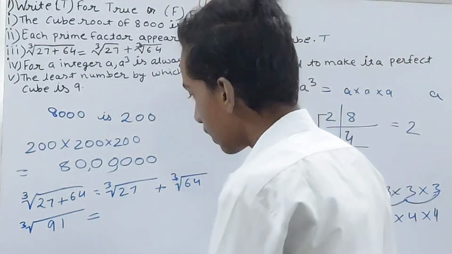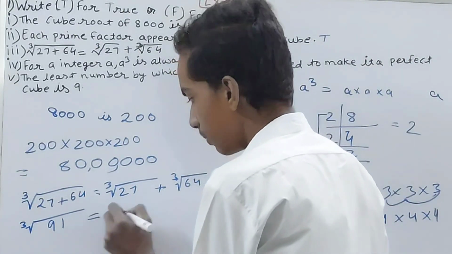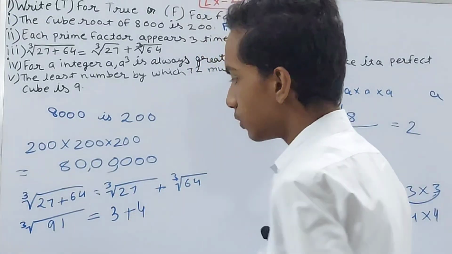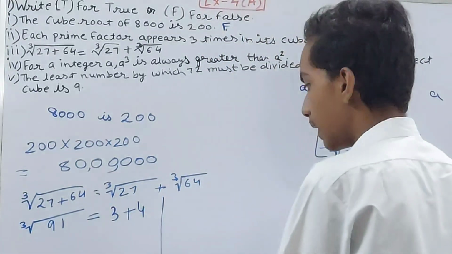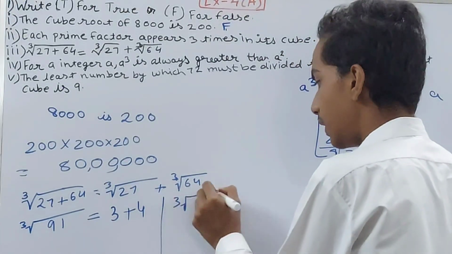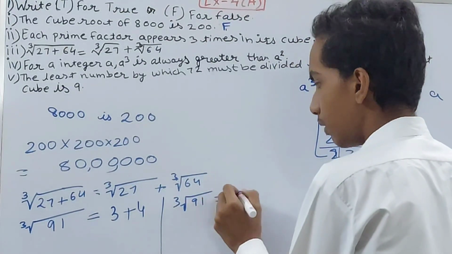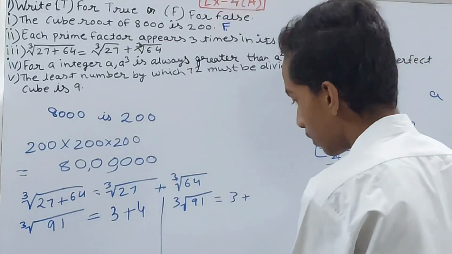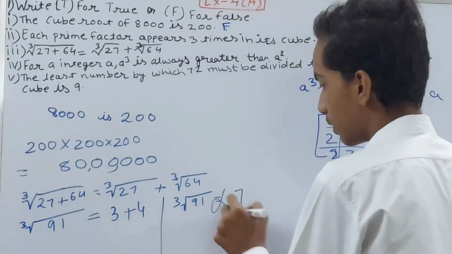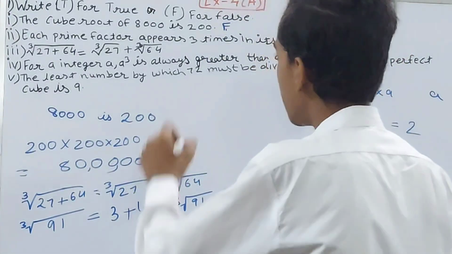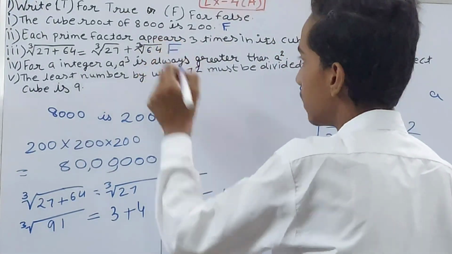So this is going to be 3 plus 4. So definitely it is incorrect, because you will get that the cube root of 91 will be equal to 3 plus 4, that is 7. This is not correct, this is wrong. So this statement is also false.